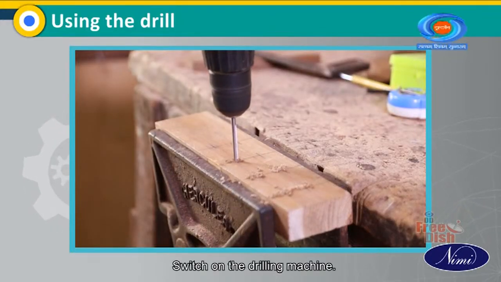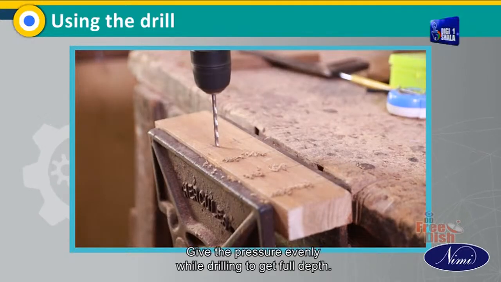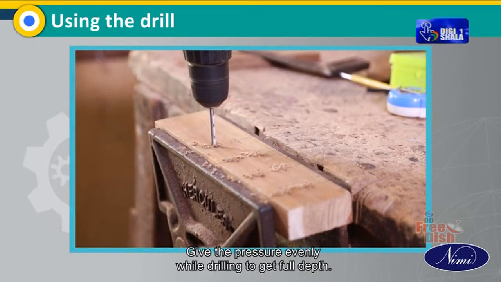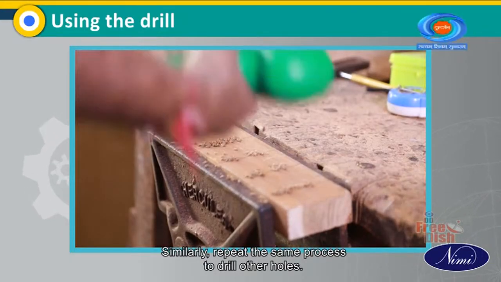Switch on the drilling machine. Drill through the hole. Give the pressure evenly while drilling to get full depth. Similarly, repeat the same process to drill other holes.